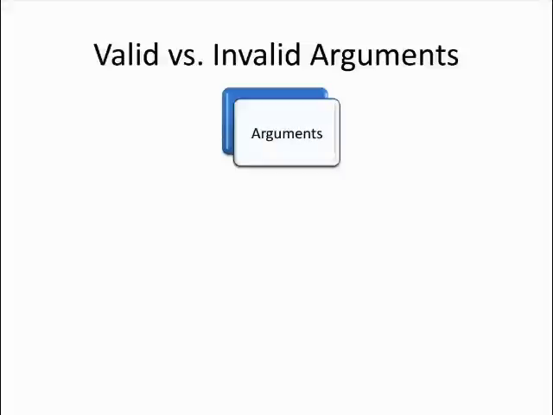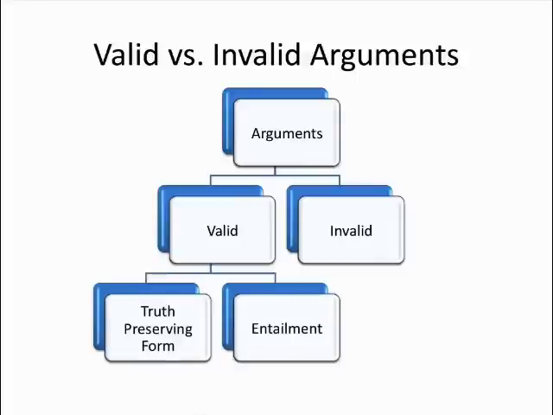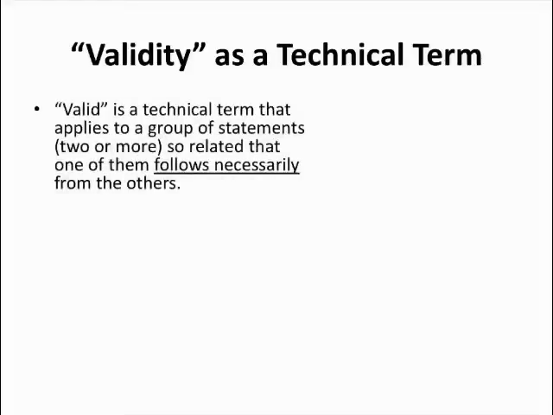Arguments may be divided into two groups, those that are valid and those that are invalid. Only valid arguments are truth-preserving. If their premises are true, then it is impossible for their conclusion to be false. And only in a valid argument do the premises entail the conclusion. We said earlier that many people misuse the term valid. Technically, it simply describes a relationship among statements such that one, namely the conclusion, follows necessarily from the other or the others, and they are called the premises.